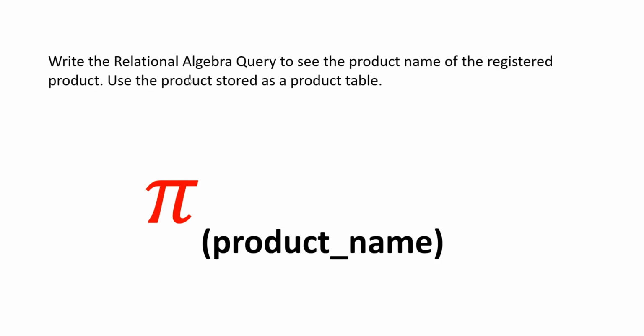So here they have told us we need to find out the product name. So the condition is product name, and then they have told us to find the product name from the product table. So we have given the table name here, the column name, that means the condition, here, and the operator here. This is the pattern we need to follow to write the relational algebra query. So this is the answer for the first question, and let's move on to the second one.